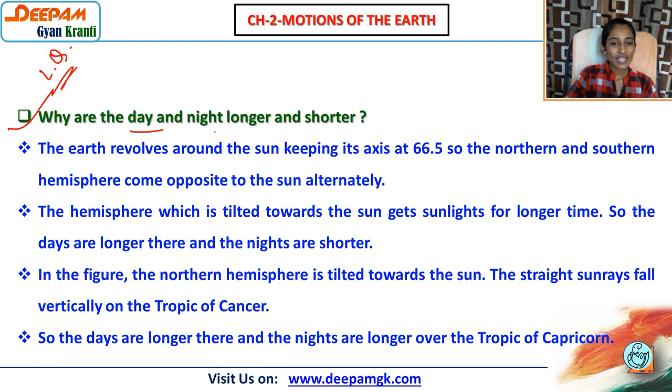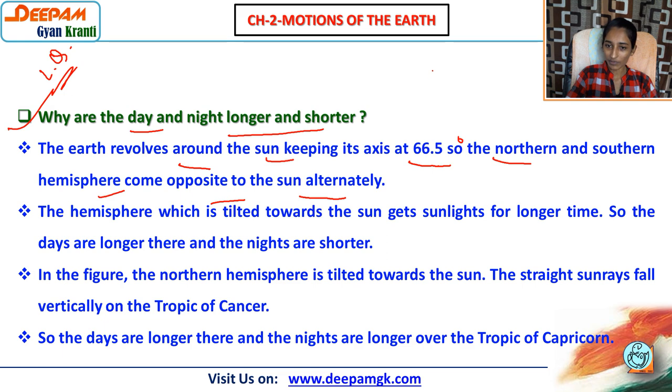So why are the days and nights longer and shorter? What is the reason behind it, that some days are longer and some are shorter? The earth revolves around the sun, keeping its axis tilted at 66.5 degrees. The northern and southern hemisphere come opposite to the sun alternately.